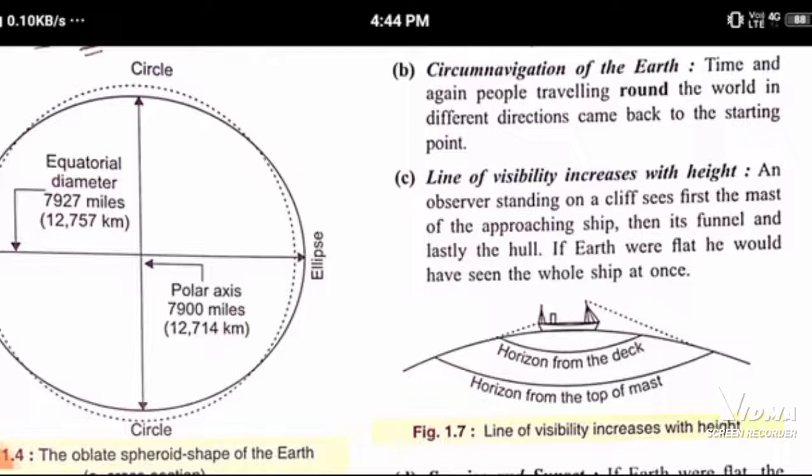So he told that if the earth was flat, he would have seen the whole ship. Like if you have put something on the table, you would see the whole thing. Okay, so this is the only point.